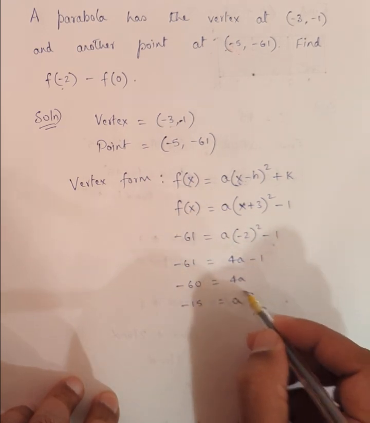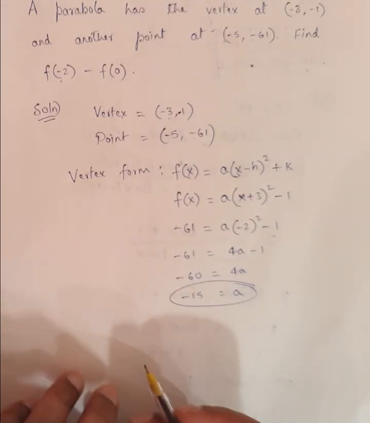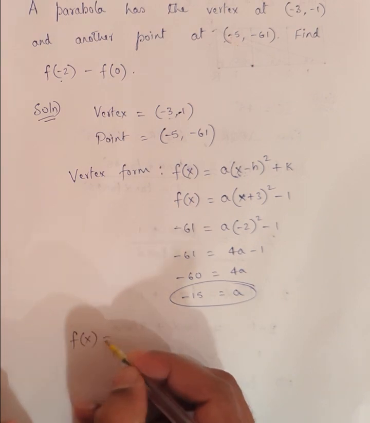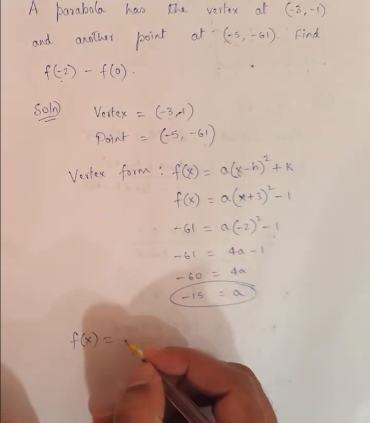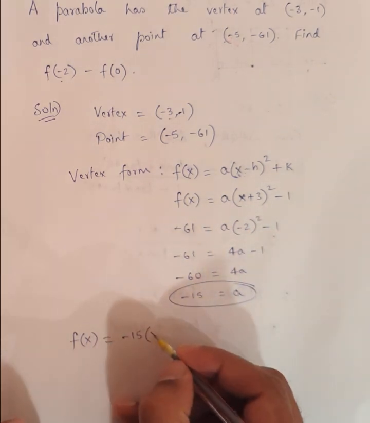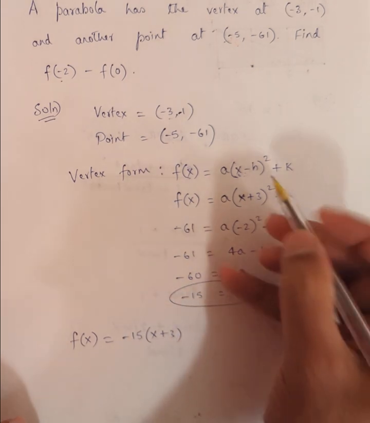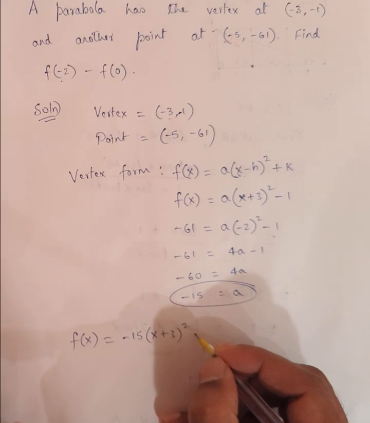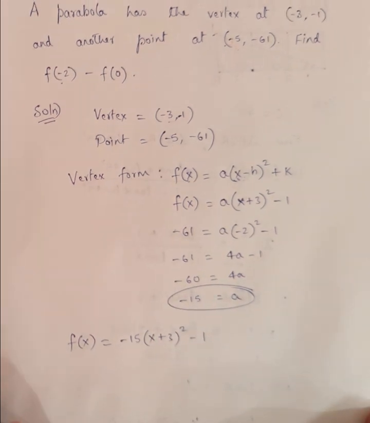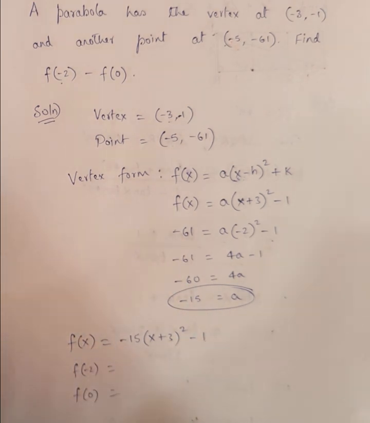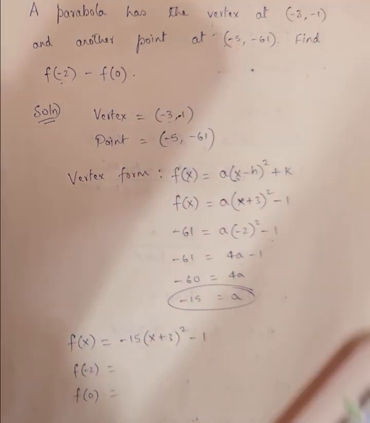Now, once we have this information, we can write down the equation of the quadratic, which is f of x equals -15 times (x plus 3) squared minus 1. So I don't have to write h. I can use this one. And now all I have to do is find out what f of -2 is and what f of 0 is. And the best thing to do is put it in a calculator.